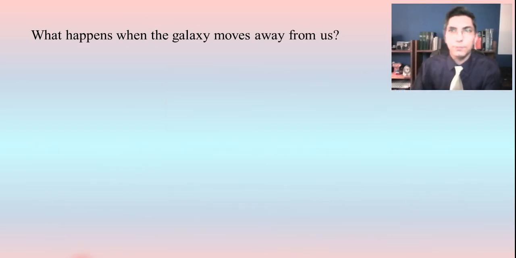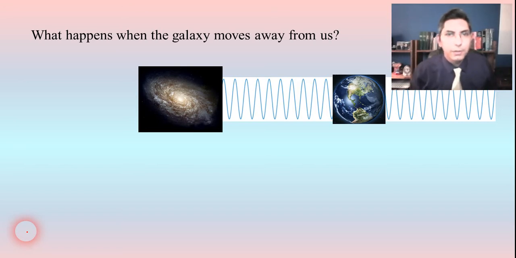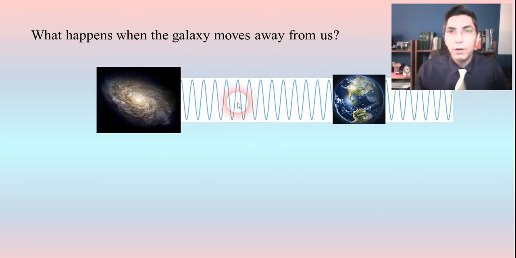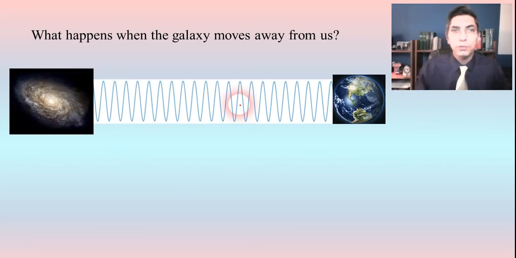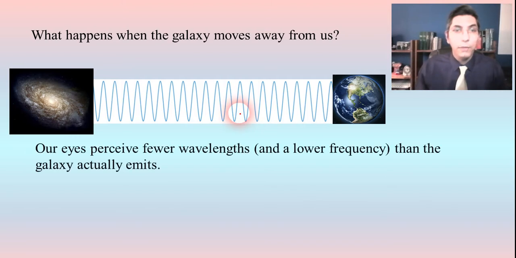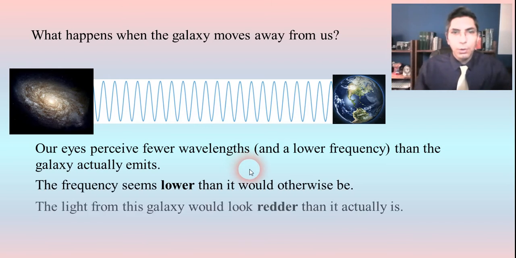Well, what about the opposite? What happens when a galaxy is moving away from us? Well, here is the other possibility. Let's say we have the same galaxy, just for argument's sake, and here we are on the Earth, and it's giving off this light, but now the galaxy is moving away from us, like that. Well, if that's what's happening, then we're going to perceive fewer wavelengths than what actually is being emitted. So it's going to look to our eyes, to our telescopes, like it has a lower frequency than the light the galaxy is actually emitting. And so that means the frequency seems lower, and to our eyes, to our telescopes, the light is going to look redder than it actually is.